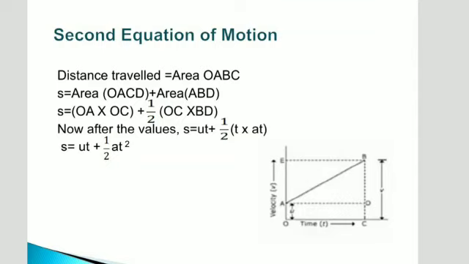The area of OACD is OA, which is small u, times OC, which is small t, so we get ut. Now, half OC times BD for the triangle. For BD, we take away CD from the whole BC. BC is v in all and CD is u, so BD is v minus u, and from the very first equation we remember v minus u is at. So we can write at in place of BD. On working out, we get distance traveled s equal to ut plus half at square, and this is the second equation of motion.